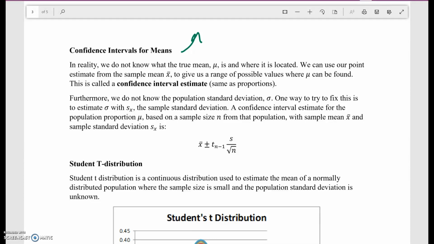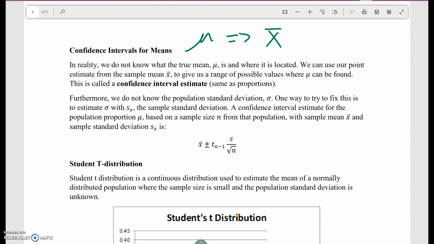That's kind of ugly. I don't know what mu is. So I'm going to try to estimate it with the statistic x bar. Now, if I constantly get different samples, I will have different sample means. So it would be nice to have an interval where I can figure out that it's somewhere between this and this.